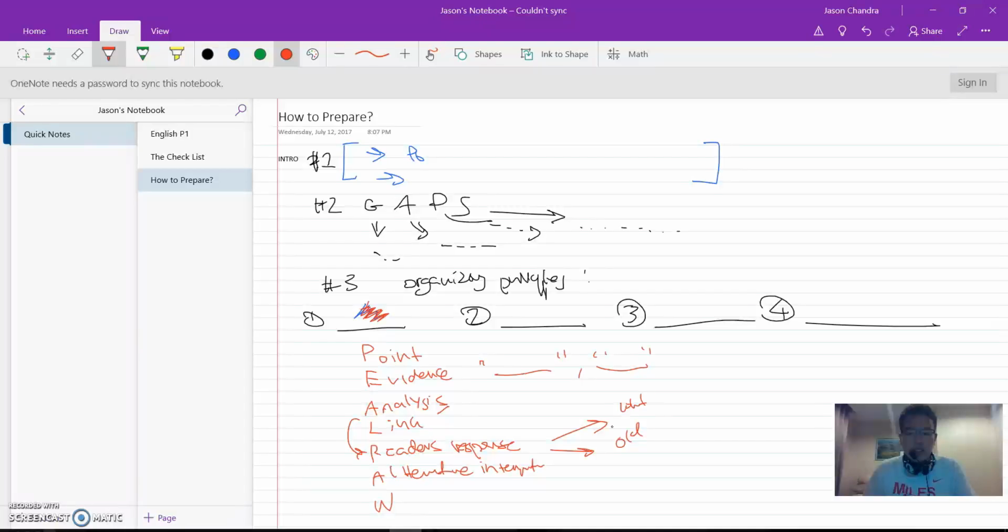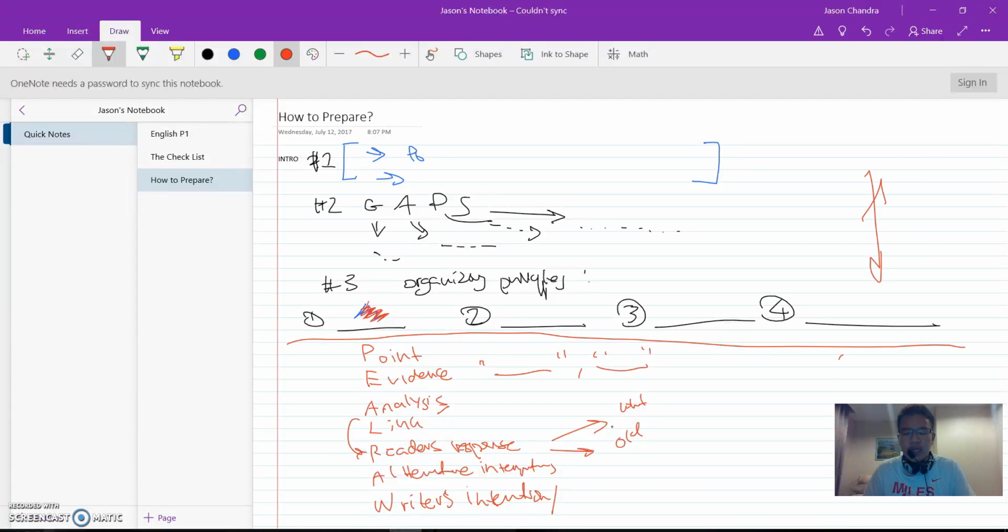Alternative interpretations. And lastly, writer's intention or choice. What was the purpose? Link it back to stylistic features. What is the purpose for doing such? So you do that. So that's your body paragraph. You do that 4 times.